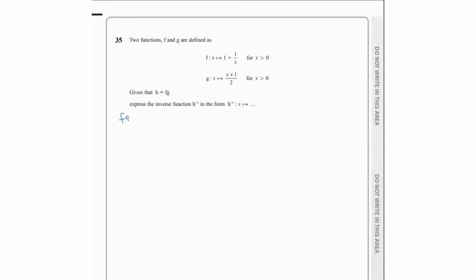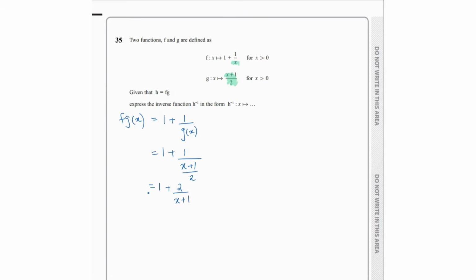So f of g of x means that we are replacing the x in f of x with g of x. So wherever there is x in f of x, that's going to be replaced by the entire g of x function. So 1 plus 1 over g of x basically. So that's 1 plus 1 over x plus 1 over 2. So when we flip this fraction, it's 1 plus 2 over x plus 1.